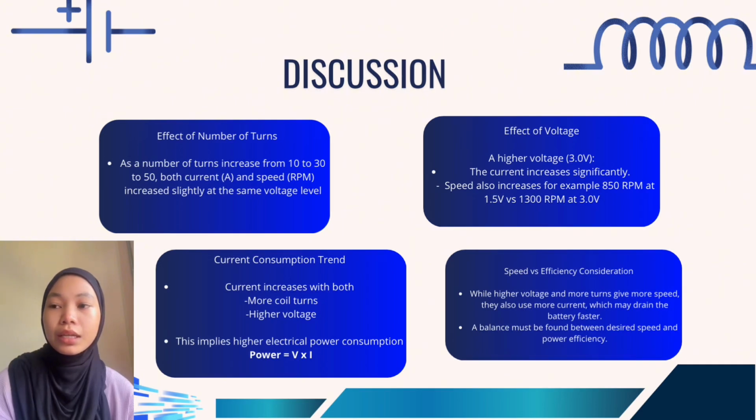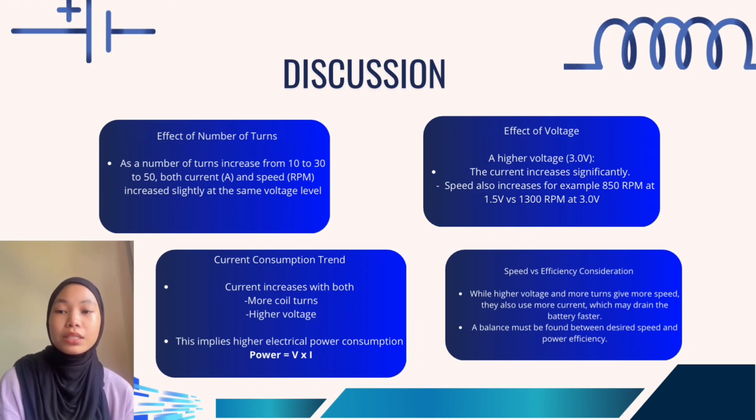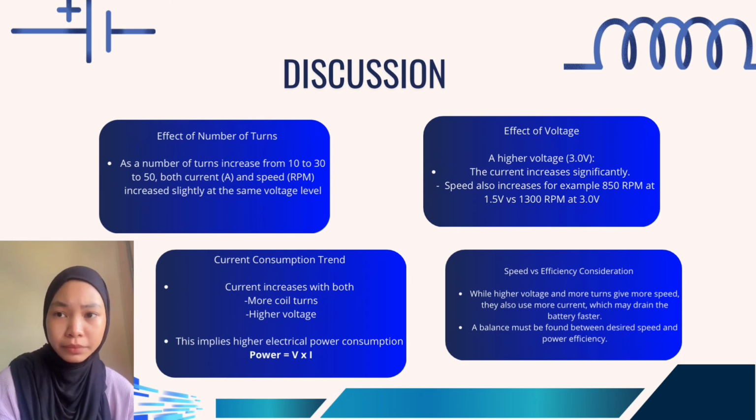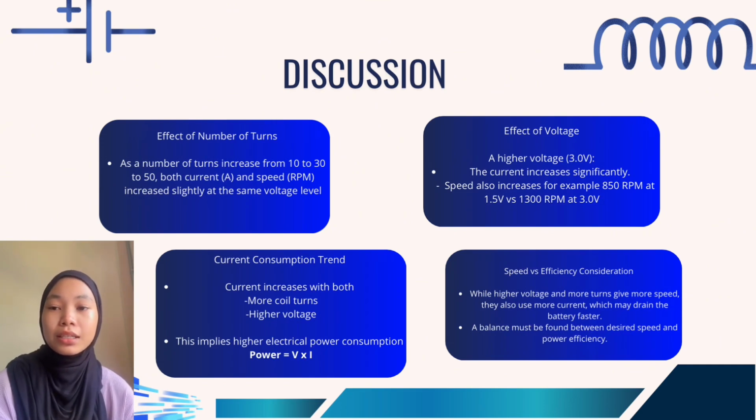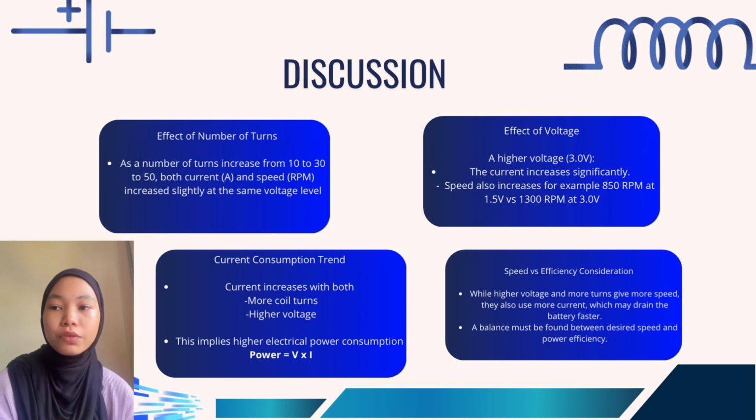Number 2 is the effect of voltage. At a higher voltage, which is 3 volts, the current increases significantly. Speed also increases, for example, 850 RPM at 1.5 volts and increasing to 1300 RPM at 3 volts. This shows that the voltage directly influences motor power output.